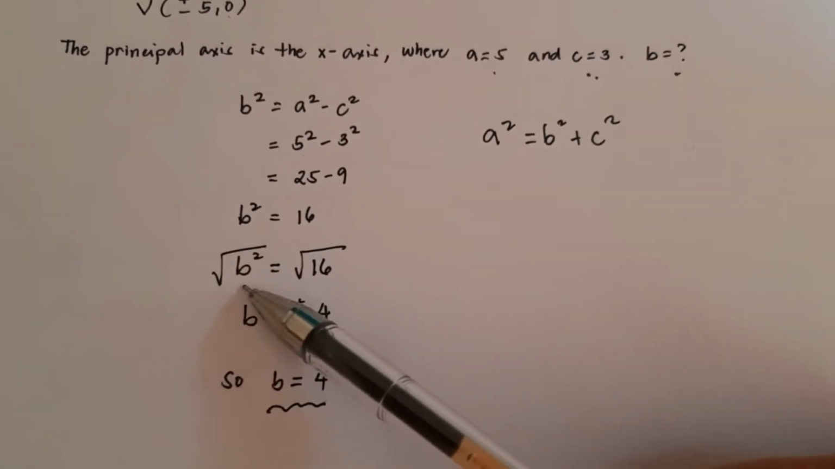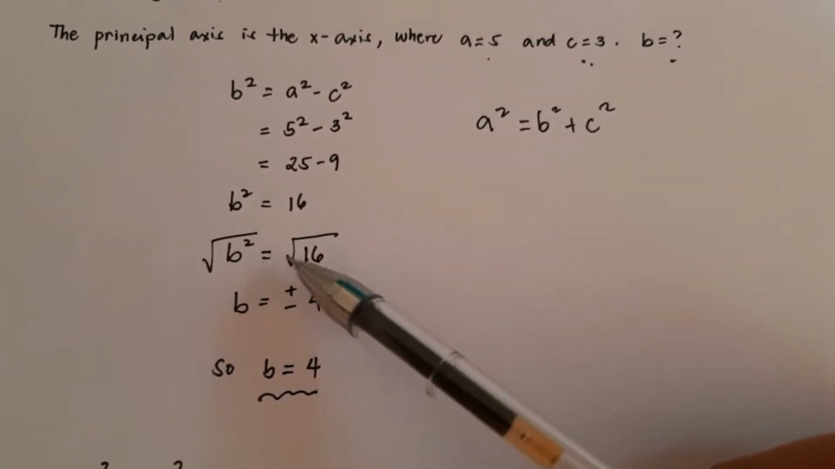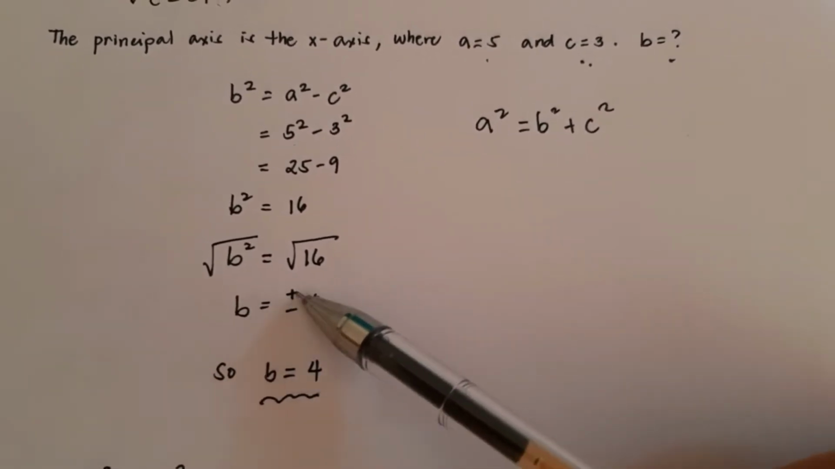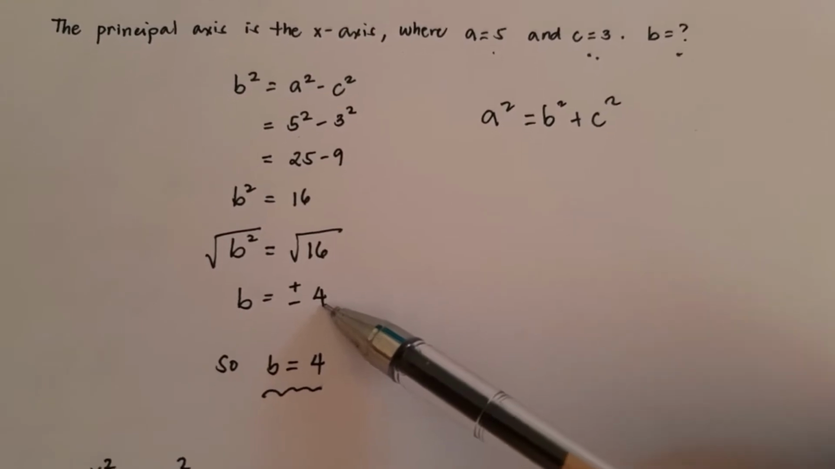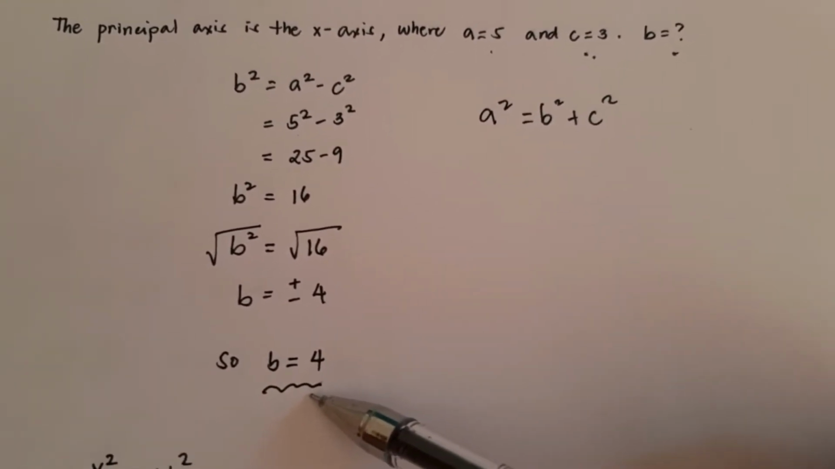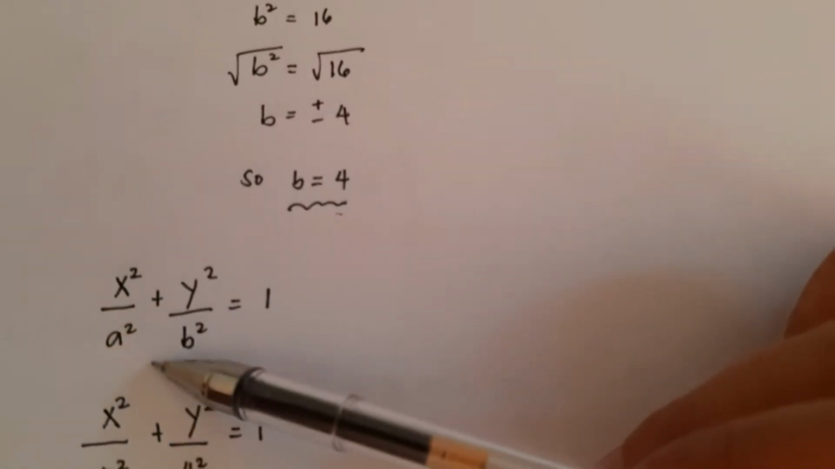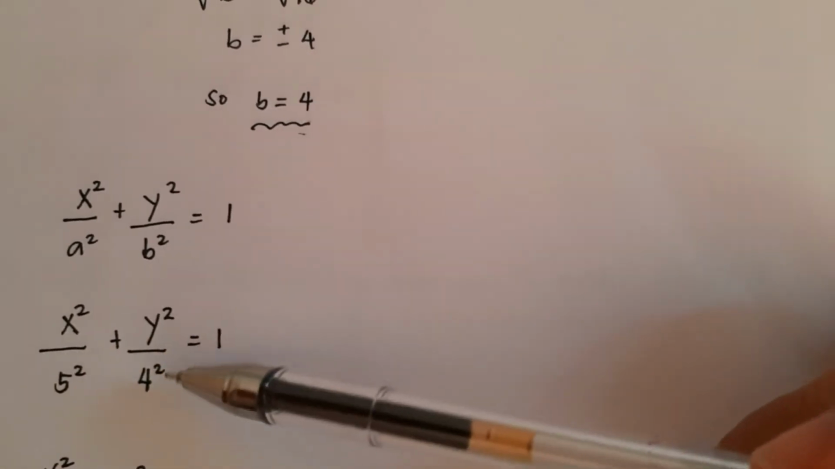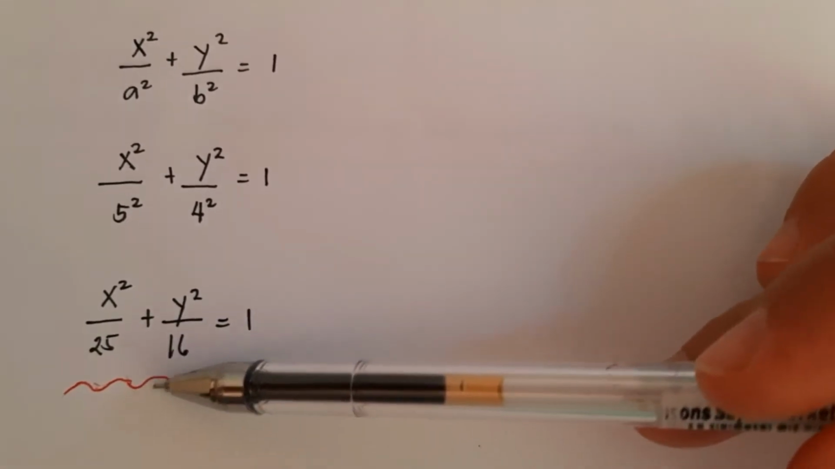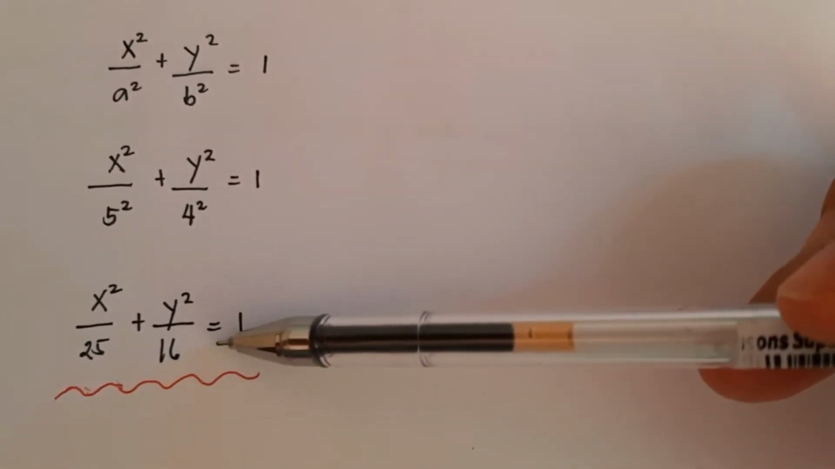And then, getting the square root of both sides, b is equal to positive and negative 4. So, b is equal to 4. Therefore, your equation would be x squared over 5 squared plus y squared over 4 squared is equal to 1, which is x squared over 25 plus y squared over 16 is equal to 1.